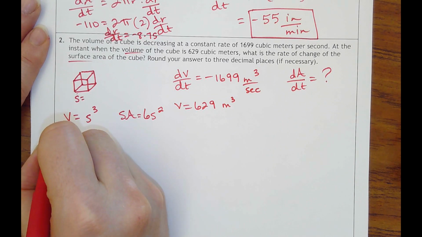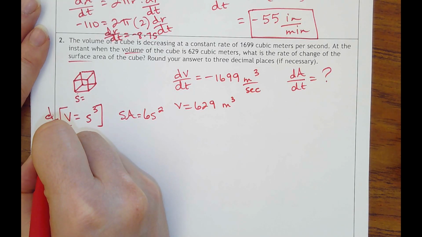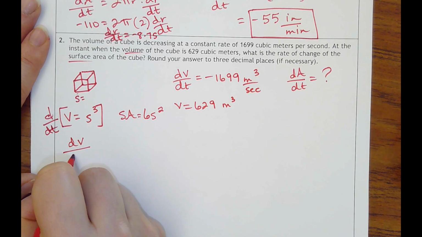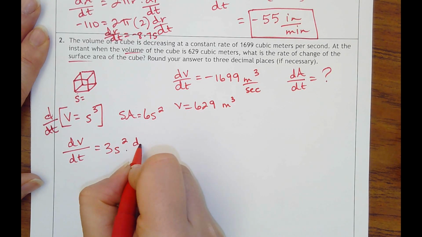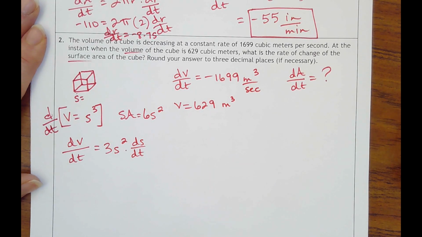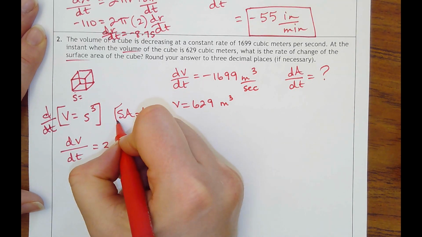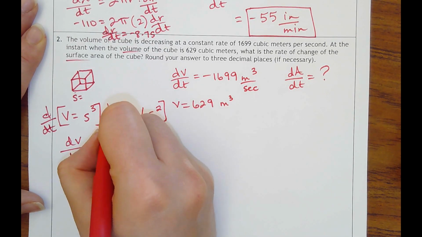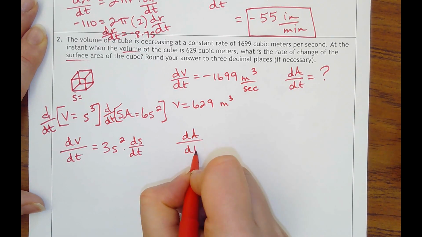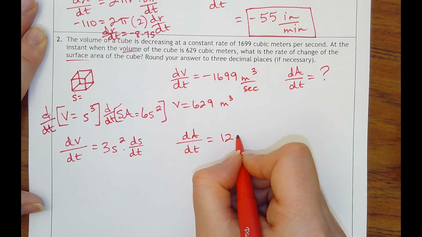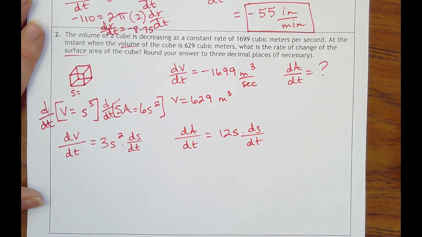All right, let's differentiate this. You get dV/dt equals 3s squared times ds/dt. Let's take the derivative of this, because actually we're going to need surface area, so I know I had to do this. So that would be dA/dt. That would be 12s times ds/dt. Okay, so I'm trying to find this.